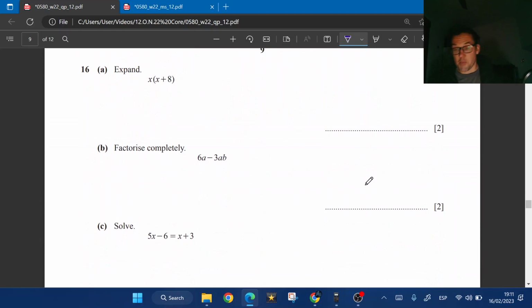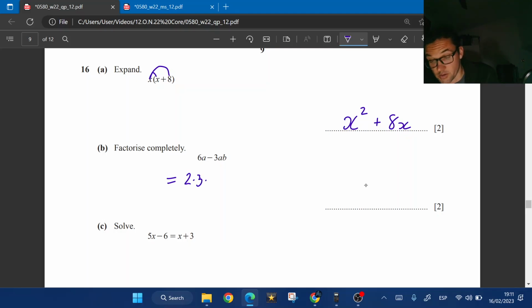Question 16, expand brackets. x times x, of course, being x squared, and x times 8 being 8x. Factorize. I'm going to do this the long way, so you can clearly see what's going on. We can break that 6 down into 2 times 3. It's not 2.3, it's 2 times 3 times a. And then we got 3 times a times b.